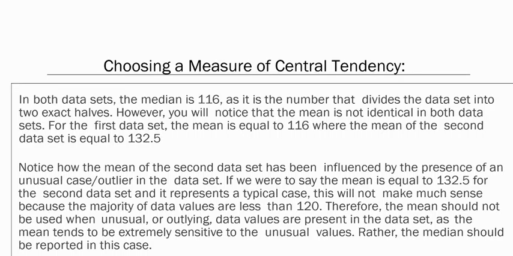So if you were to say the mean is equal to 132.5 for the second data set, representing a typical case, it will not make much sense. The majority of the data values are less than 120, and then suddenly the mean is higher. A descriptive measure that represents that particular distribution should make sense. So in this particular case, the mean should not be used because we have the presence of an outlier. We have to use the median instead of the mean as a measure of central tendency.